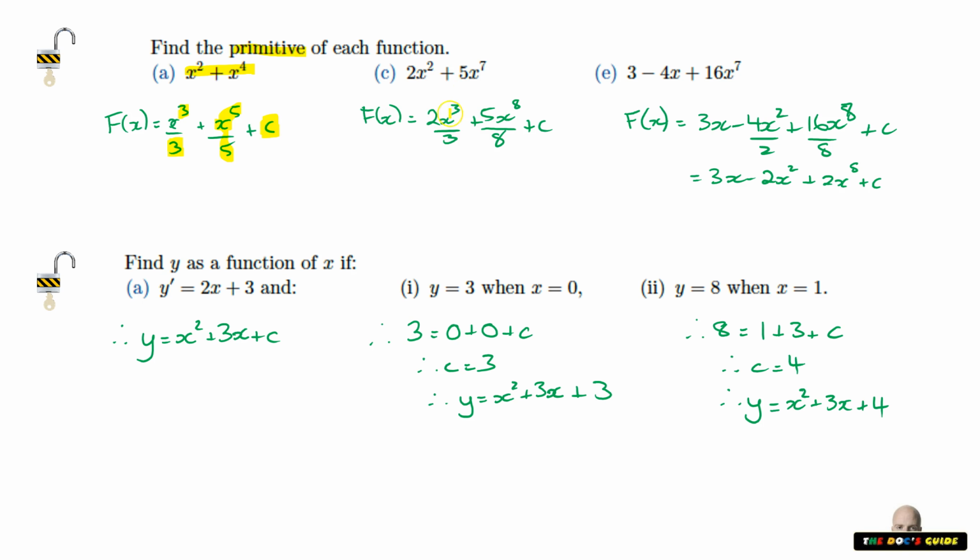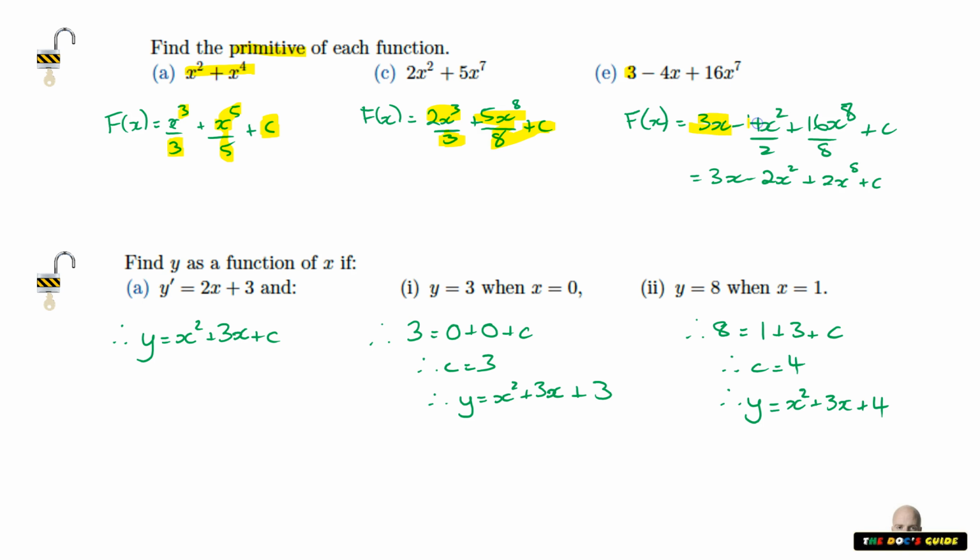So always following that same rule, up the power by 1 and divide by that. So that gives us our next one here. On this one here, when there's no power of x, we know that that really means x to the 0. So when we raise that by 1, that will become x to the 1. But we also know that we came across that when we differentiated. If we differentiate 3x, we'll get 3.